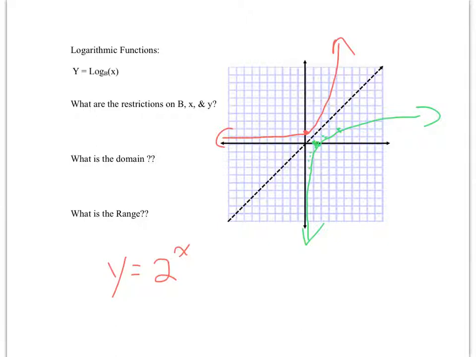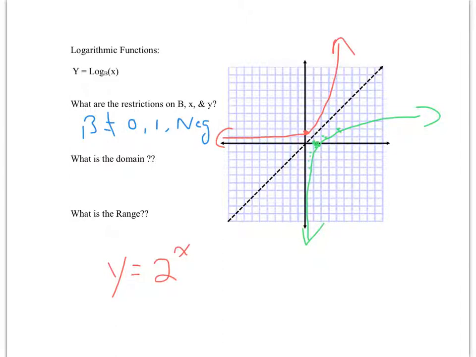Well, just like in the exponential function, b cannot equal 0, 1, or a negative, because that's what b cannot equal in an exponential function. So the same thing is true in a logarithmic function. The domain of an exponential function is all real numbers. Okay, that's the values of the x in an exponential function.